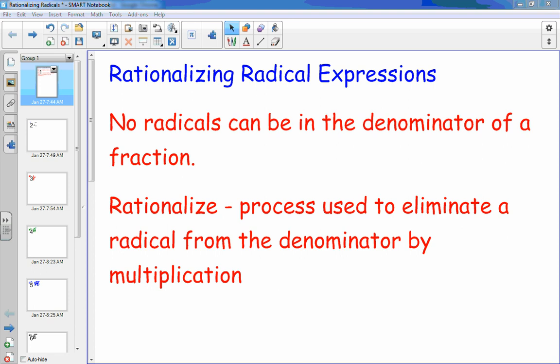Because the answers in the textbook or on the worksheets are not going to match without rationalizing them to get the correct answers. You with me? So, rationalizing radical expressions. No radicals can be in the denominator of a fraction. It's not possible. Mathematicians do not like radicals in a denominator. We just don't. Okay? So what we do is we call it rationalizing. When you rationalize the denominator, this is the process used to eliminate a radical from the denominator by multiplication. You with me? By multiplication.